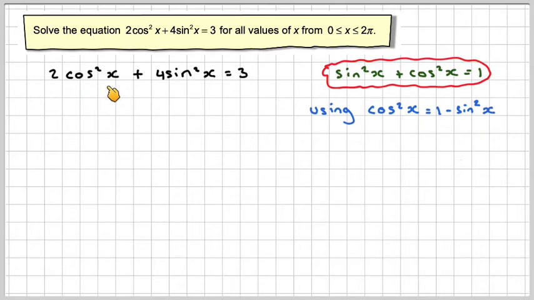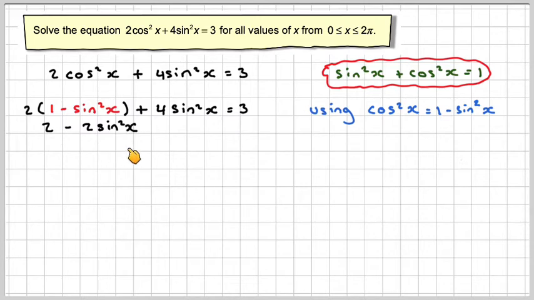So instead of cos squared x, I'm now going to replace it with 1 minus sine squared x. So I've got two brackets. Now replacing this bit here: 2 lots of 1 minus sine squared x, plus 4 sine squared x is equal to 3. Now, algebraically, the next thing to do would be to expand that bracket. So it's 2 minus 2 sine squared x plus 4 sine squared x is equal to 3.